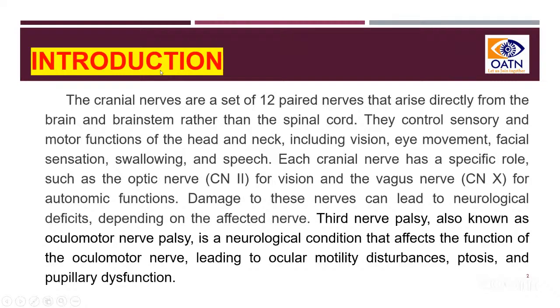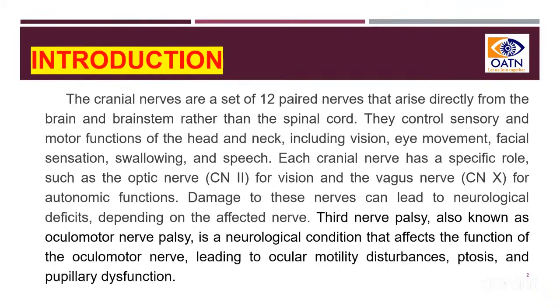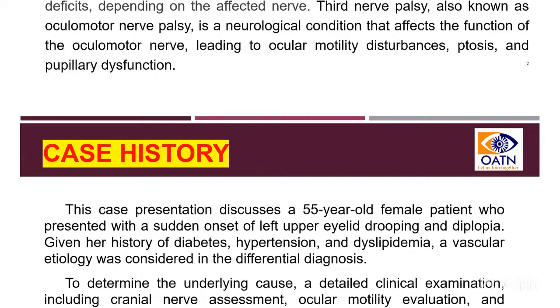One of these nerves, the oculomotor nerve, that is the third cranial nerve, is responsible for moving the eye, controlling the eyelid, and adjusting the pupil to light. When this nerve is damaged, it can lead to a third nerve palsy condition. This can cause difficulty in moving the eye, a drooping eyelid, that is ptosis, and abnormal pupil reaction. And next, we move on to the case history of the patient.